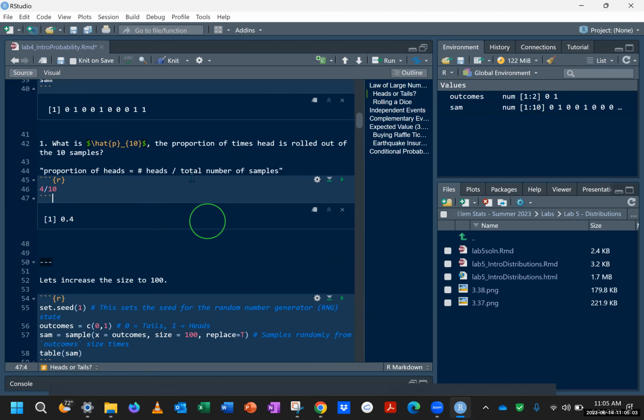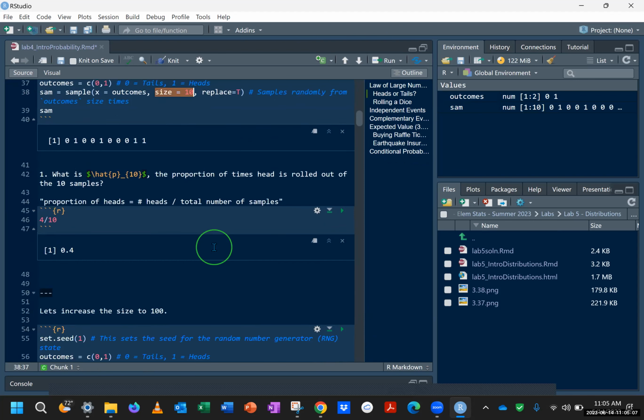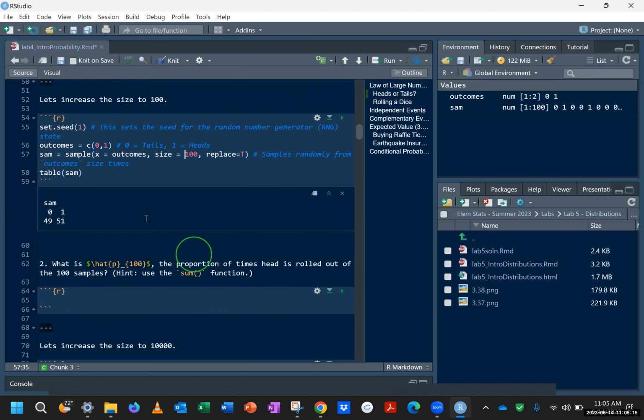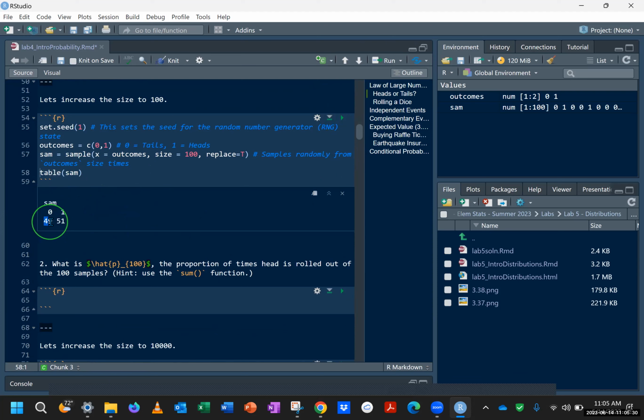What's cool now is we can increase the size. We had this number 10 here. Now let's increase the size to 100. Here's the same bit of code, but now I've made the size 100. You could say sample equals here, but that's a lot of ones to count. It'd be kind of cool if I could actually use a table of my sample to tell me what happened. Here it says I had 49 tails and 51 heads.